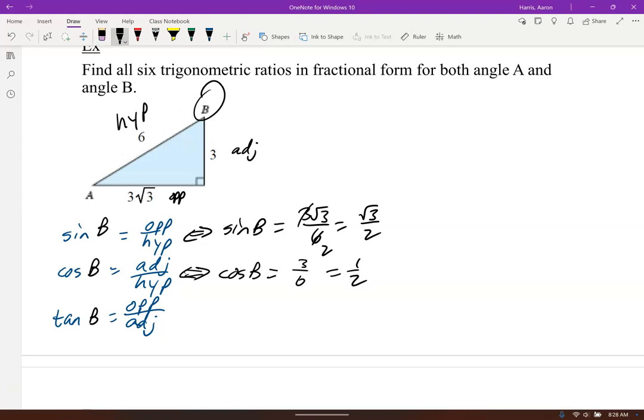And now let's do tangent B. Tangent B would be opposite over adjacent. So 3√3 over 3. And the 3's cancel, so we have √3.